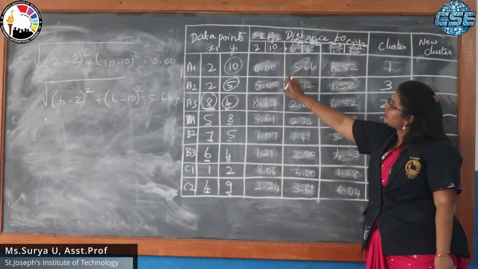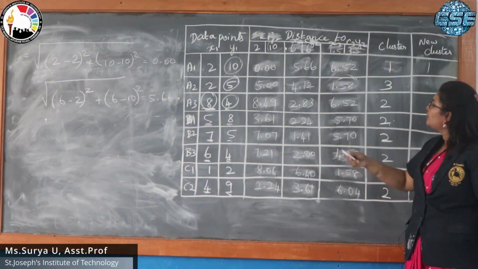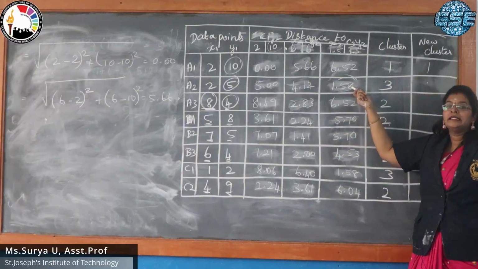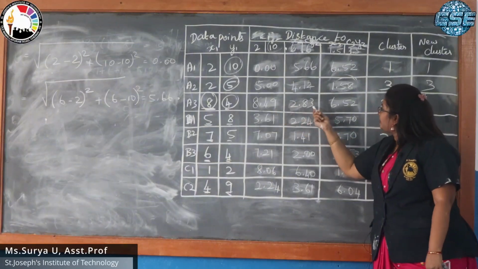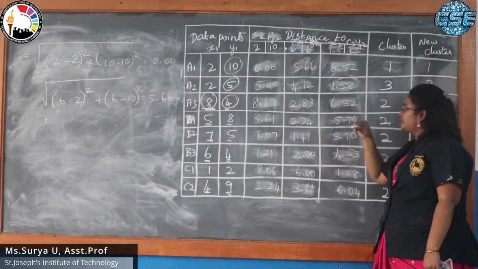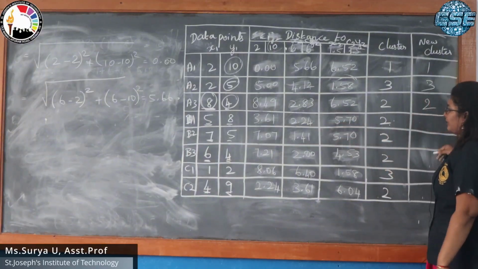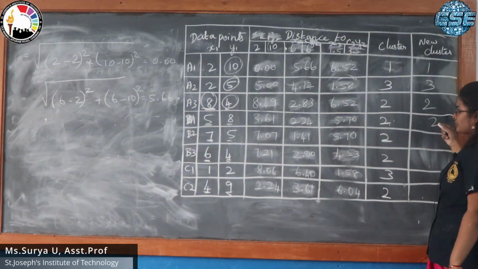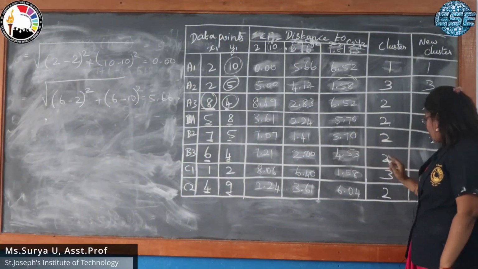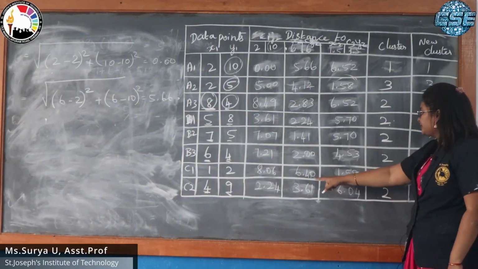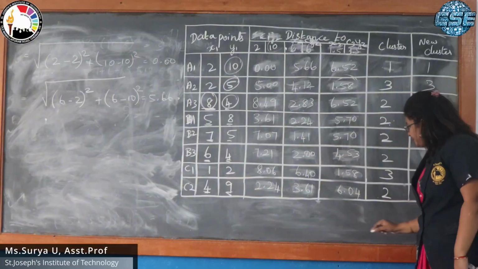So which is the smallest one? The first one is smallest, so this belongs to the first cluster. From this, the third one is smallest, so this belongs to the third cluster. From these 3 data points, the second one is smallest, so this belongs to the second cluster. In the same way, you have to fill up all this. So this also belongs to second, and this belongs to second, and this is also 2. And what about this? This belongs to 3, and this cluster belongs to 1.